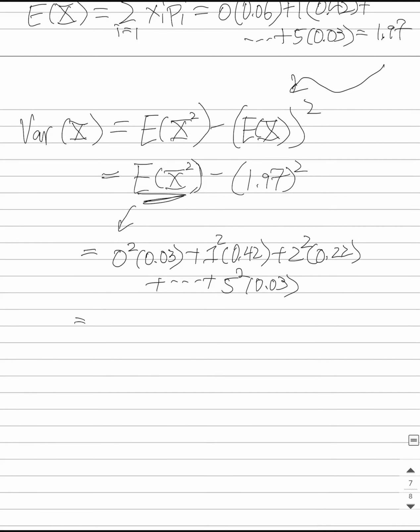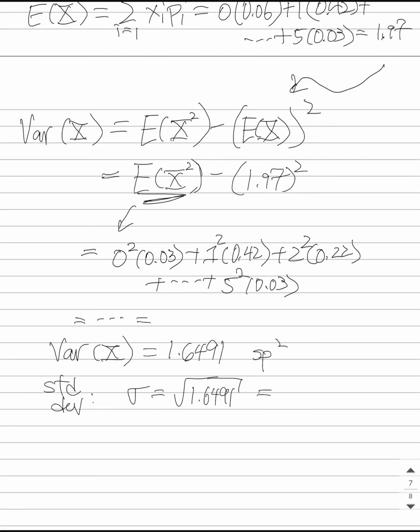you end up getting that the variance of x, once you put it all together, is 1.6491 speeches squared, whereas then the standard deviation, sigma, would just be the square root of this value, would end up being about 1.2847 speeches per week. And that's why we like standard deviation, because it has the same units as the data. Okay? In the next video, I'm going to talk a little bit about an important property of variance and why we might want to use standard deviation.